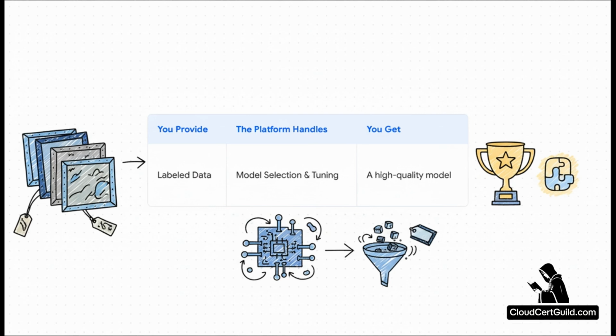Once you do that, the platform takes over. It does all the heavy lifting. It tries out different models, it tunes them, it finds the best one, and what you get at the end is a super high-quality model, all without writing a single line of computer code.